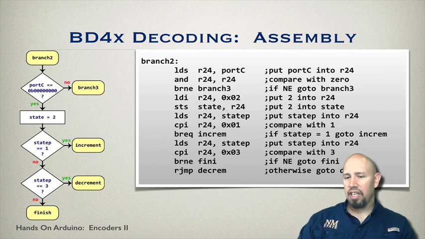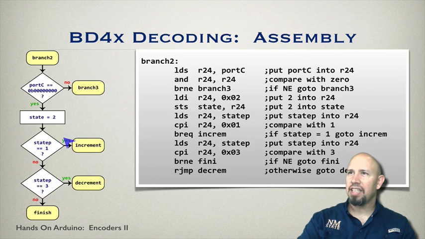Branch 2 is similar, so I'm not going to go into detail with what's going on. It's basically the same kind of thing. So if port C is this value, all zeros, and if it's not equal to all zeros, we go to branch 3. Otherwise, we put the value of 2 into state. We check the past state to see if it's equal to 1. If it is, we increment. If it's equal to 3, we decrement. Otherwise, we head on out.